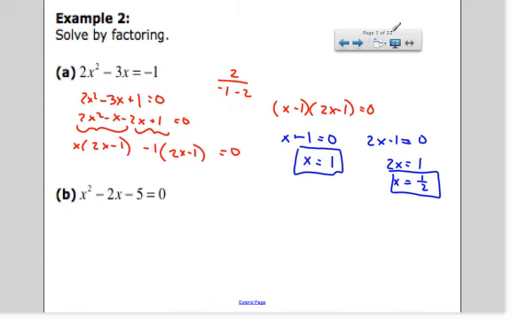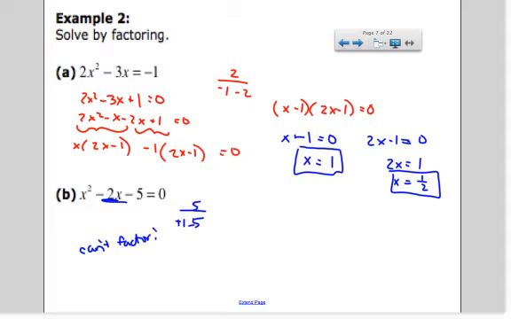All right, let's try another one. This one is already in baby form. This is a baby method problem. I'm going to factor 5, 1 and 5. That's it. And the bigger one's negative, the smaller one's positive, and they don't add to negative 2. So wait, we can't factor this.